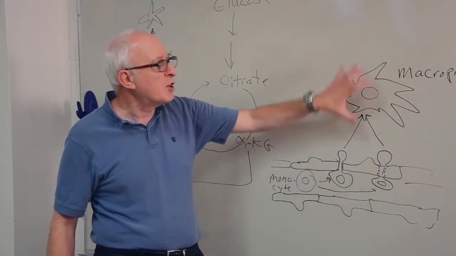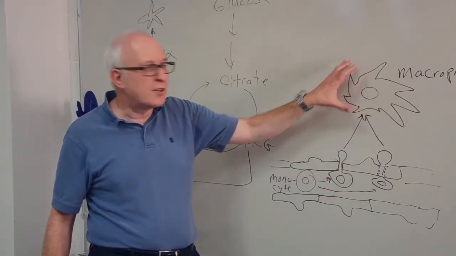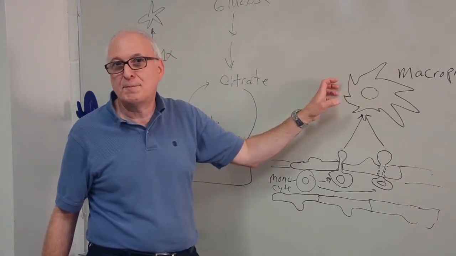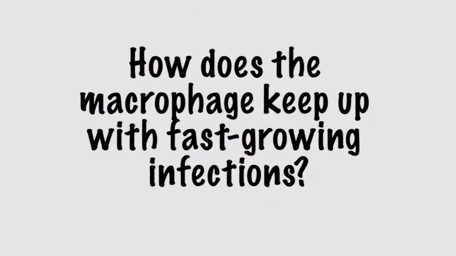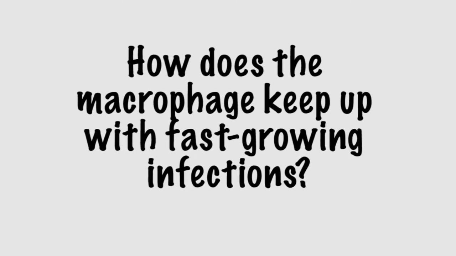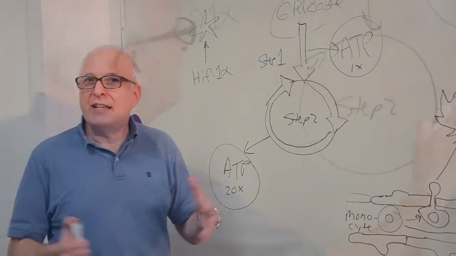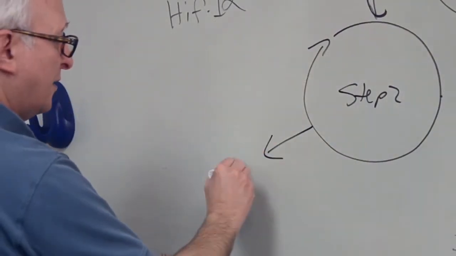Within an hour or two, they can quickly start attacking and trying to engulf and eat and neutralize the foreign invaders. How does the macrophage keep up with very quickly growing bacterial infections? It does it by switching the way it generates energy. And there are two steps in which this occurs.